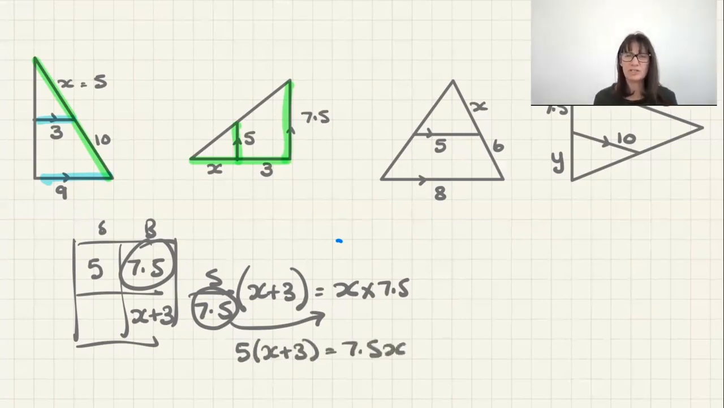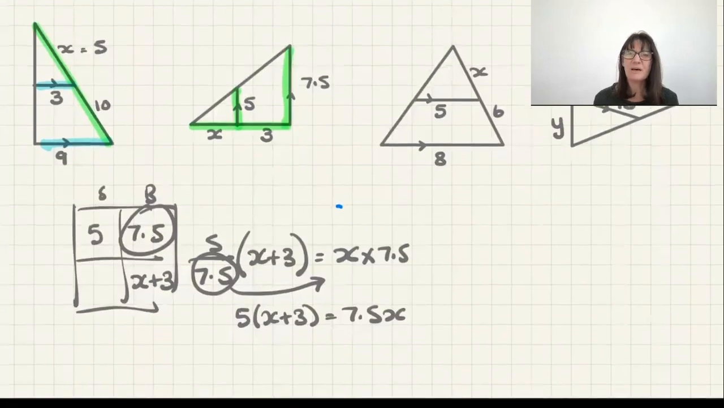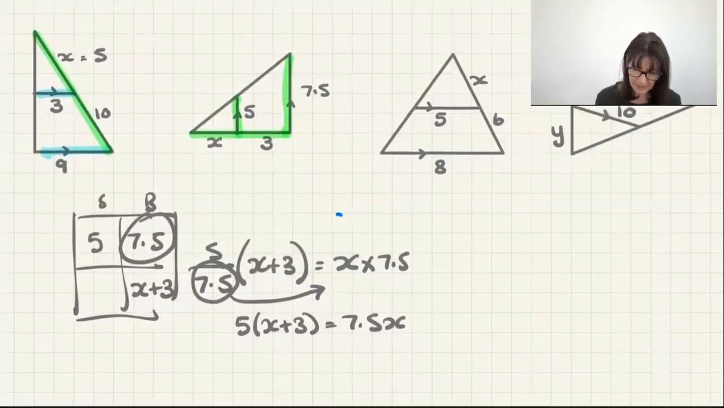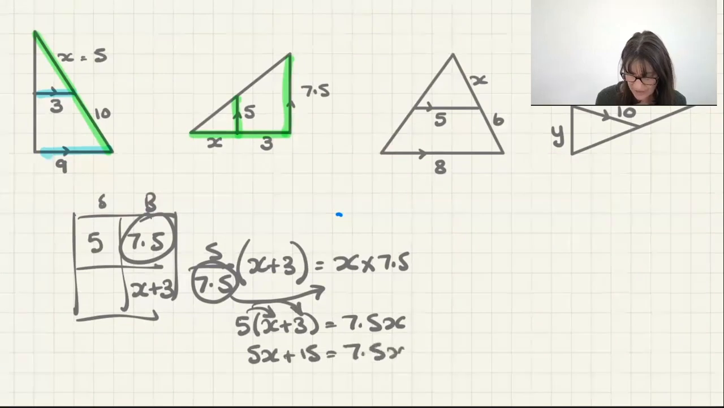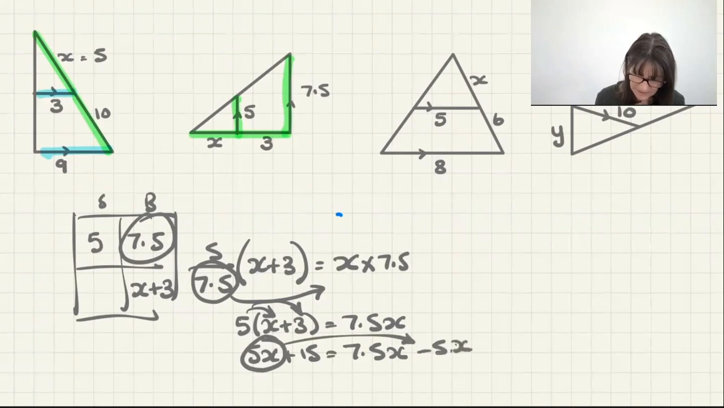Really important to do these tidy ups so you can really see what's going on. Okay, going to expand this: 5x plus 15, which equals 7.5x. And now I can just hop those 5x's across. Lands as 5x, 15, 7.5 take 5 is 2.5x. And when I divide through by that 2.5, I can work out that x is equal to 6.